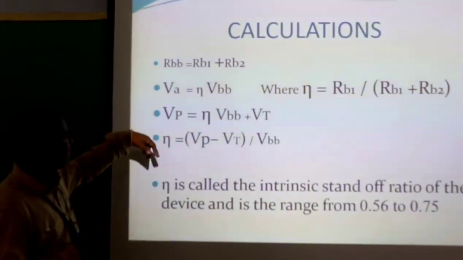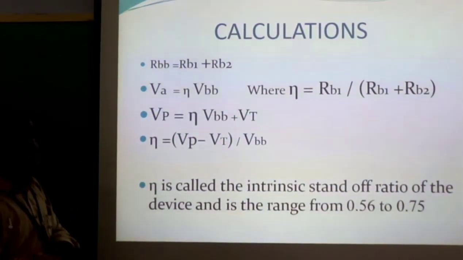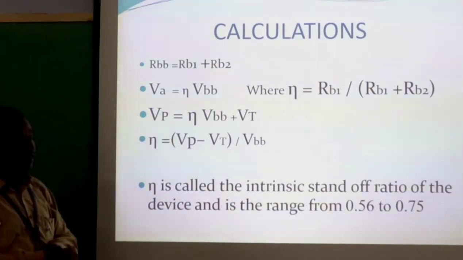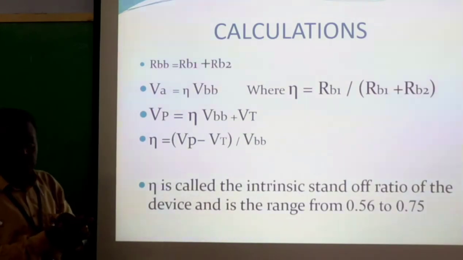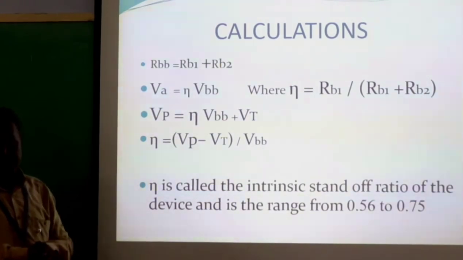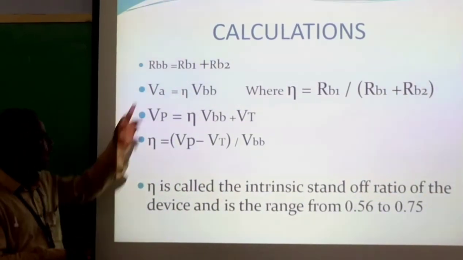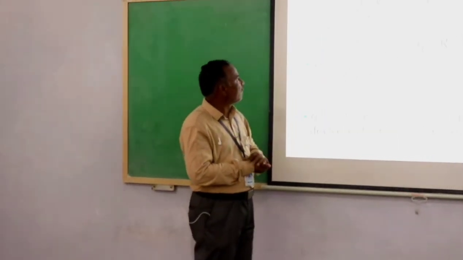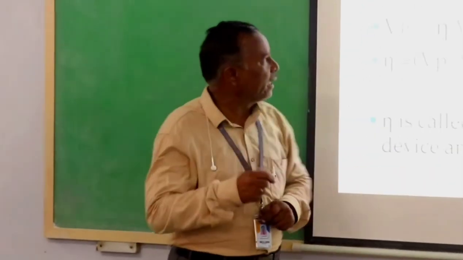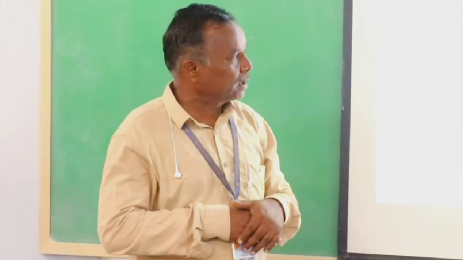Here are the calculations for this UJT. RBB is nothing but the addition of RB1 and RB2, because the resistance due to the entire silicon bar is RBB. Therefore, the total RBB is divided into two, above the point A and below the point A. Above the point A is RB2 and below the point A is RB1. So RB1 plus RB2 is equal to RBB. Therefore, VA, the voltage at the point A, is equal to eta times VBB. Eta is nothing but RB1 divided by RB1 plus RB2.